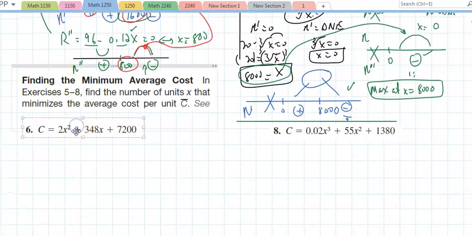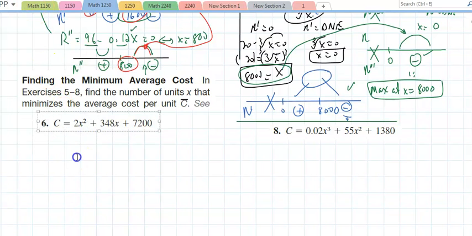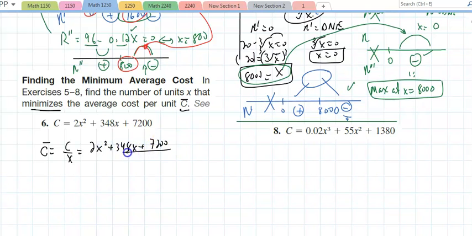I want to look at the next problem, problem number 6. Here they're saying, find the number of units that minimize. Smallest, lowest, least, that's a minimum. Largest, biggest, maximum, any other word that means high, that's maximum. For the average cost, the average cost is the cost function divided by x. You gotta remember that. That is 2x squared plus 348x plus 7200 divided by x.